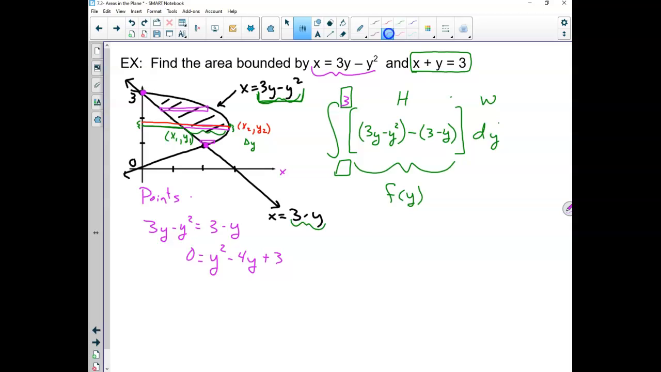Points of intersection, okay? And those are going to be my limits of integration. So I get a 0. It's going to factor really nice for me. y minus 3, y minus 1. So I get y equals 3 and y equals 1.